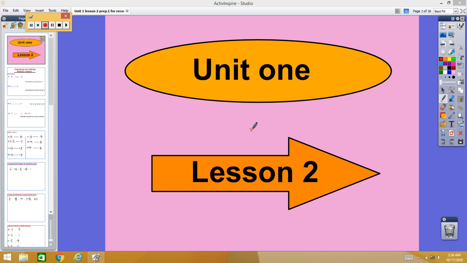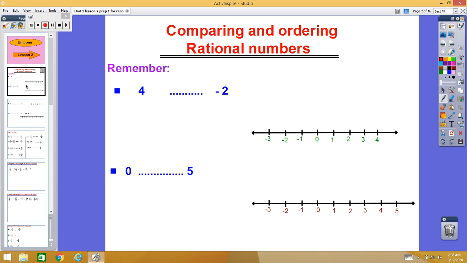Good morning, Prep 1. Today we have the second lesson in algebra, which is comparing and ordering rational numbers. First, let's remember some facts of comparison. If we have number 4 compared to number negative 2.